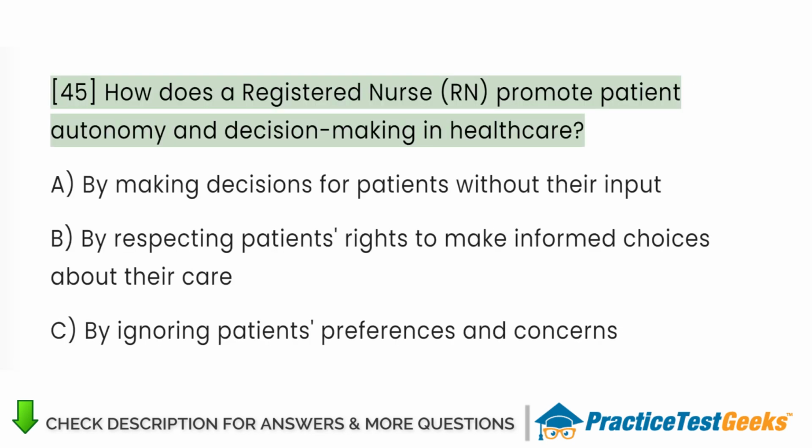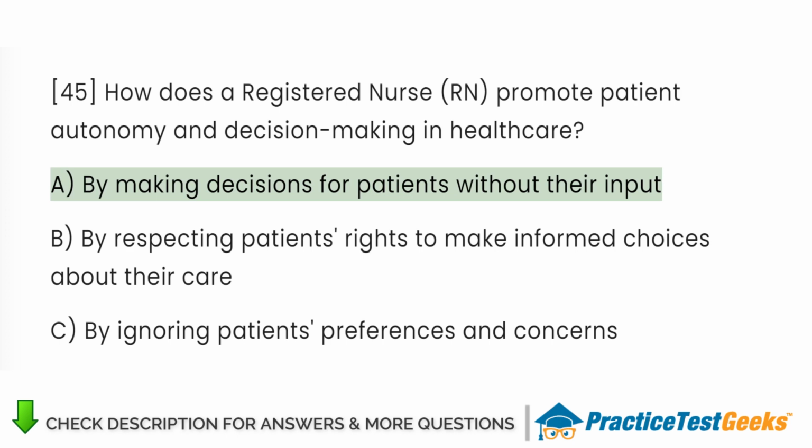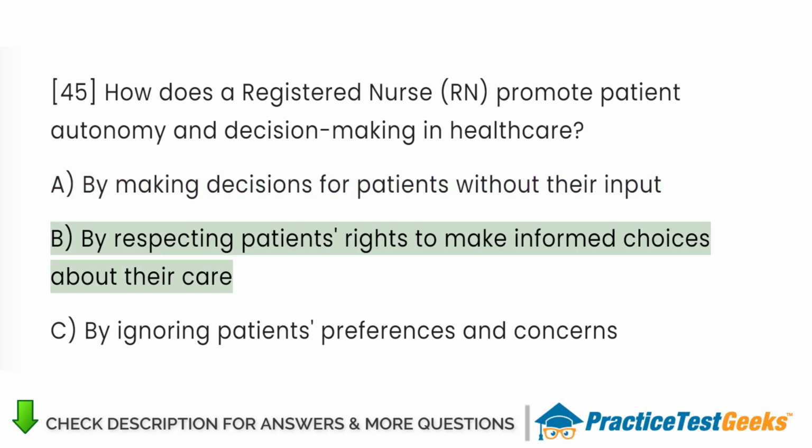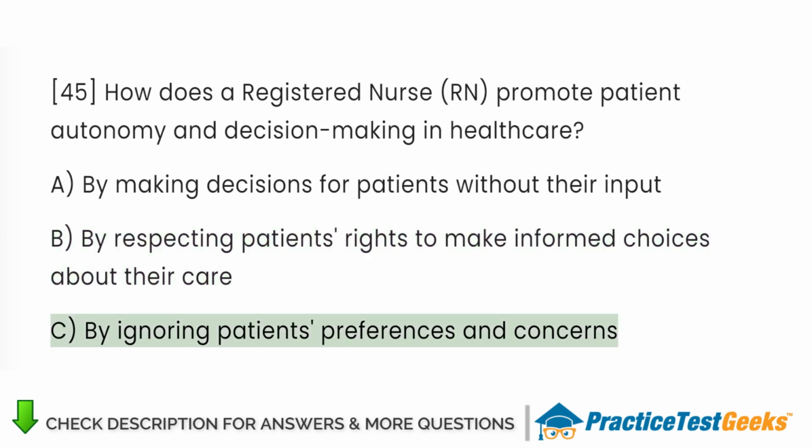How does a registered nurse, RN, promote patient autonomy and decision-making in healthcare? A. By making decisions for patients without their input. B. By respecting patients' rights to make informed choices about their care. C. By ignoring patients' preferences and concerns.